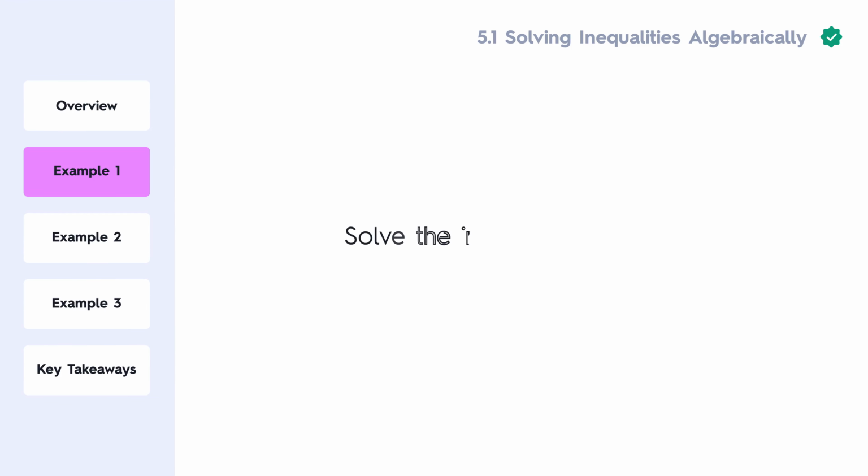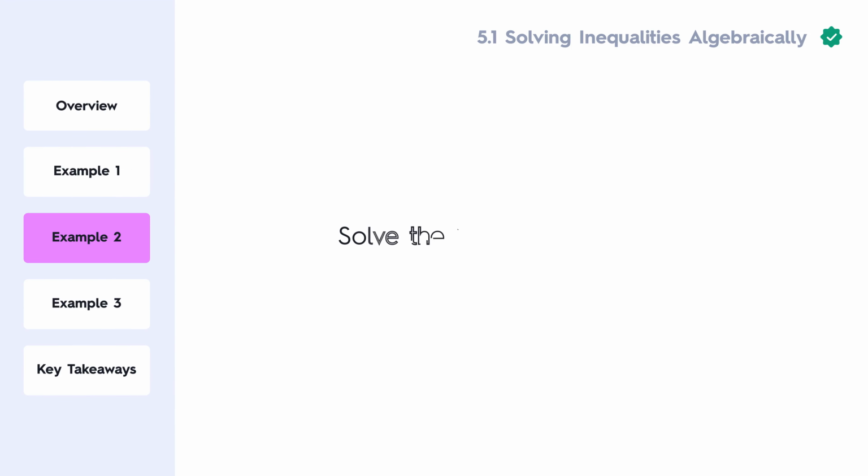Let's solve the given inequality. Our goal is to isolate x on one side of the inequality. To get x by itself, we'll need to subtract 4 from both sides. Now, let's simplify it. Our final answer is x less than 6. This means that any number less than 6 will satisfy the inequality.